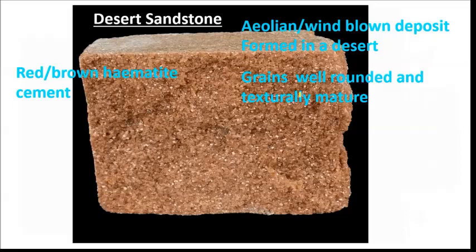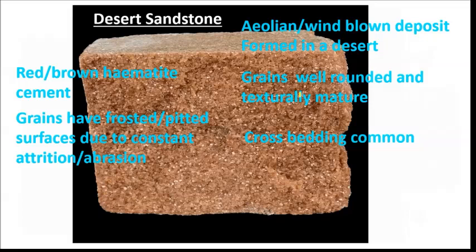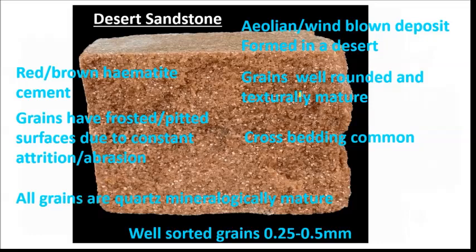The red staining comes from the fact that there's a high degree of iron oxide within the rock. Cross-bedding, remember, is a sedimentary structure. We'll look at that on the sedimentary structure video, but it's often common in desert sandstones. The individual grains, again, you'll see it in a second, have a frosted appearance and sometimes a pitted appearance because of the constant bashing they get. And as well as being a mature sediment texturally, we can also say that it's mineralogically mature because it's mainly quartz.